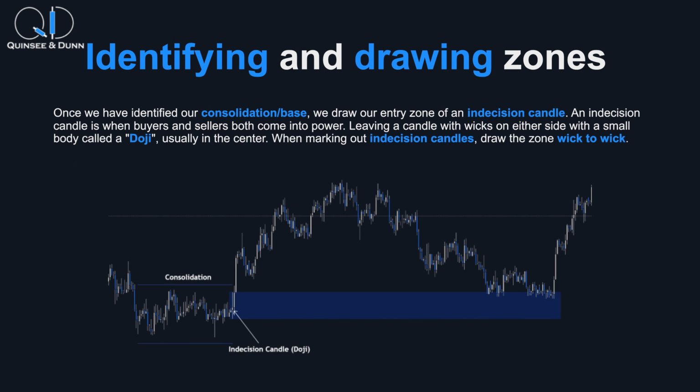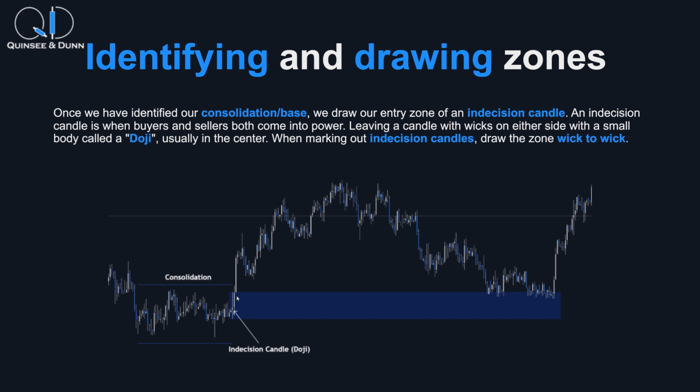Now, once we have identified our consolidation, we draw our entry zone off the indecision candle. An indecision candle is when buyers and sellers both come into play, leaving a candle with wicks on either side and a small body, called the doji, usually in the center. When marking out the indecision candles, draw the zone from wick to wick.